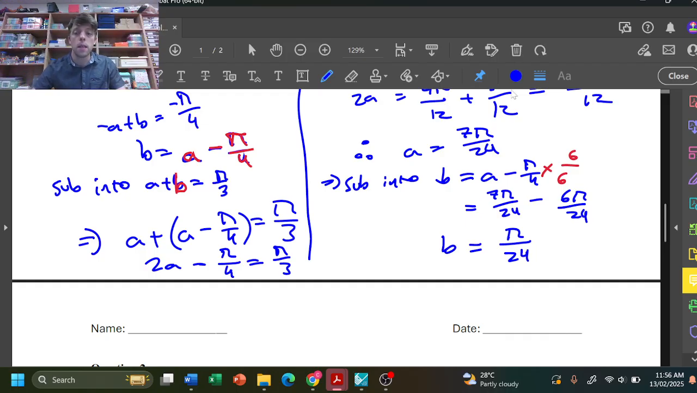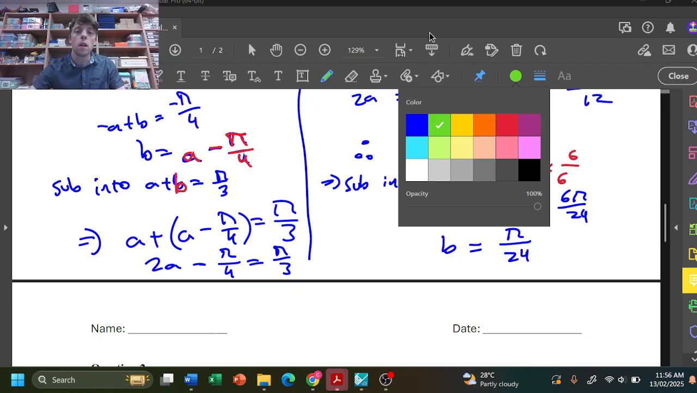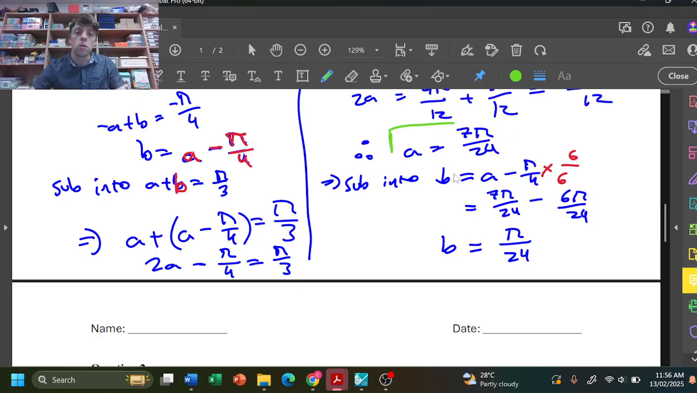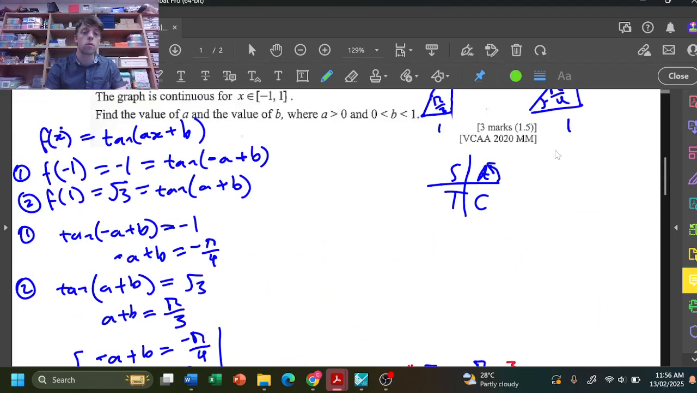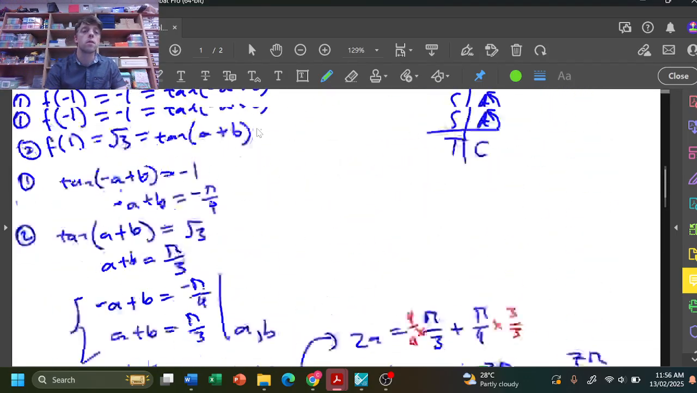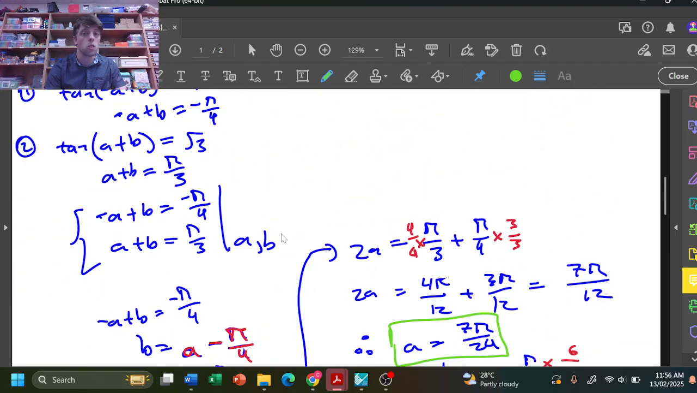So we find here that b is equal to pi over 24, and a is equal to 7 pi over 24. And those are our two answers. And those are your 2 marks. So you get 1 mark for each of those correct responses, and 1 mark for successfully setting up this little system of simultaneous equations over here.